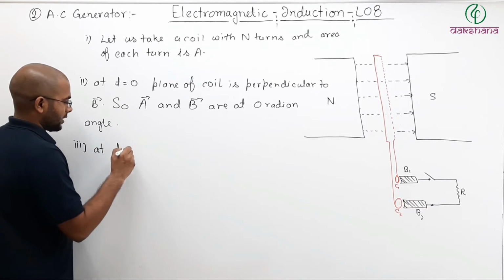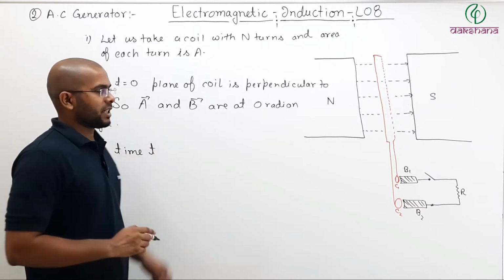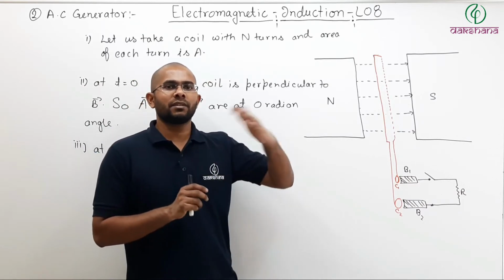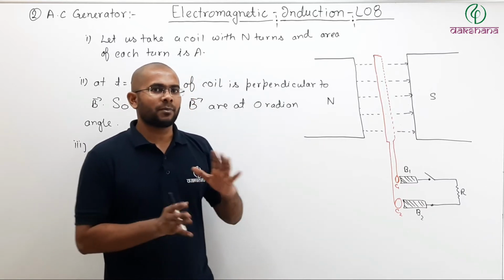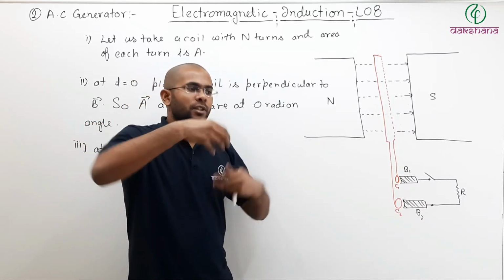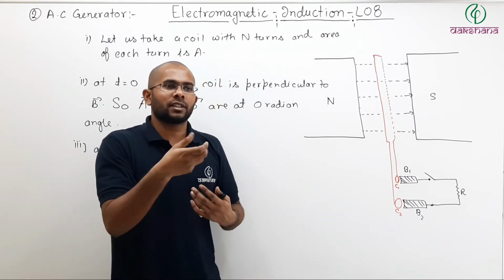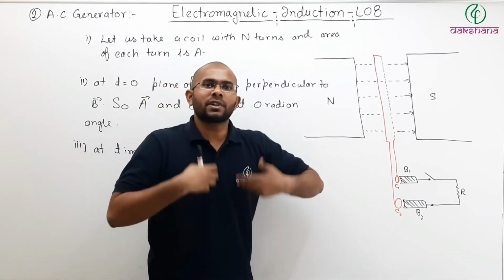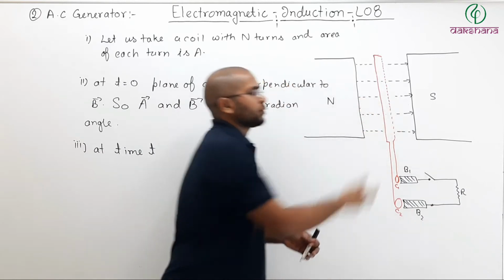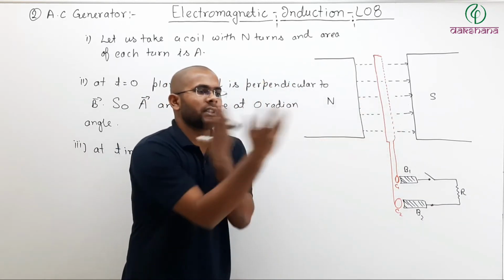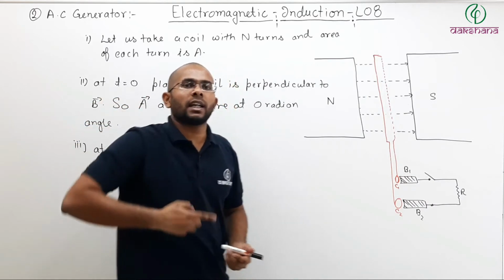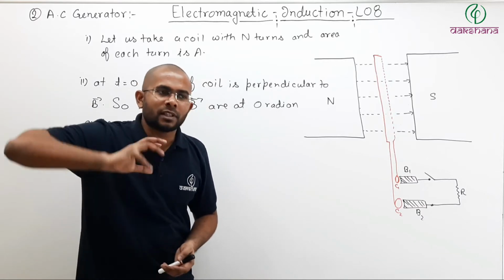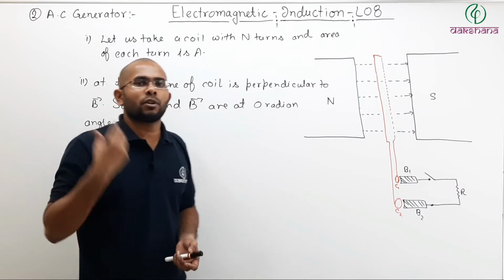At time t. Because see here, what happens in the case of a generator. For example, you must have seen a generator at any wedding, function, or party. There is always a diesel engine. What is the use of the diesel engine? You pour the diesel, you rotate the handle. The use of the diesel engine is to keep rotating this coil, this is the coil here, with a constant angular velocity omega.